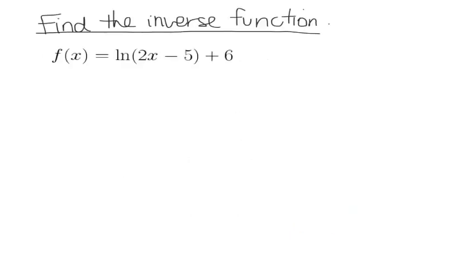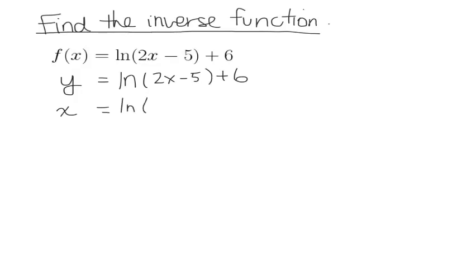Next, let's see how we can apply the methods of this section to find an inverse function for a logarithmic function. Given this function, f of x is equal to the natural log of 2x minus 5 plus 6, how can we find the inverse function of f? Well, the first thing we would like to do in this case is replace f of x with y, and then we're going to interchange the place of x and y so that we have x is equal to the natural log of 2y minus 5 plus 6.